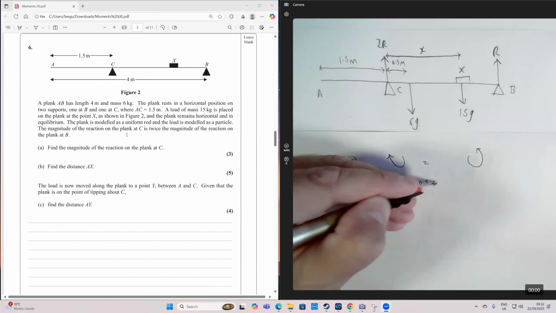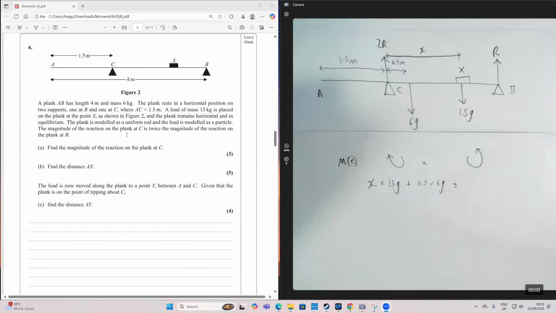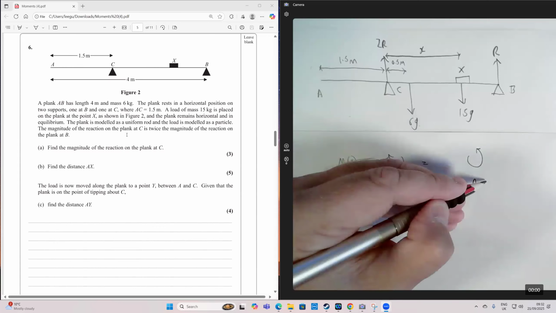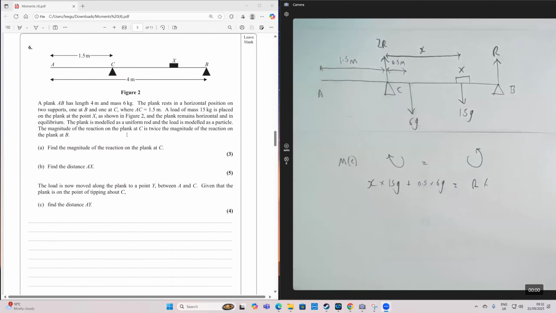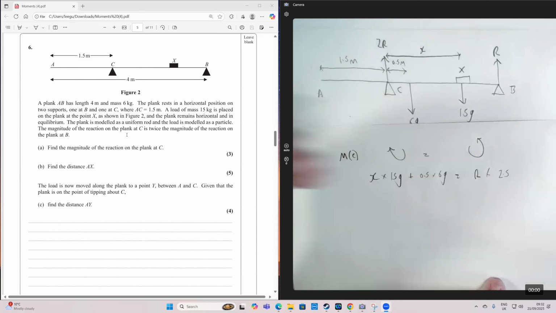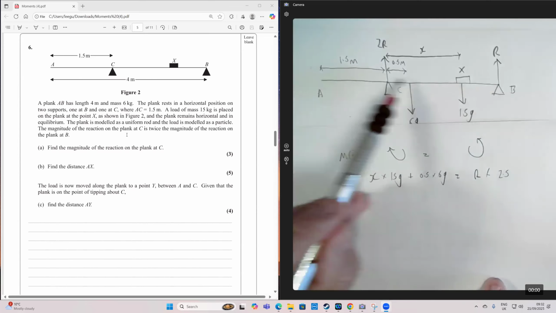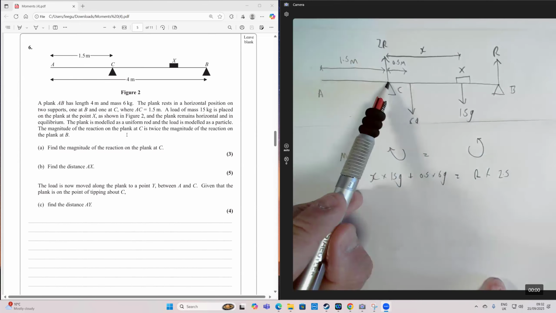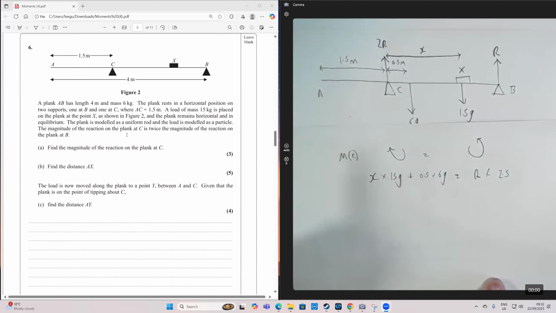Times by 6g. So there are clockwise moments, and that equals our anti-clockwise moments, which is R times by the distance here, which is going to be the length of the rod minus the distance that that is in, which is going to be 2.5 meters. 2.5 times R, because the whole rod has a length of 4, and that's 1.5. So the distance from here to here is therefore 2.5.